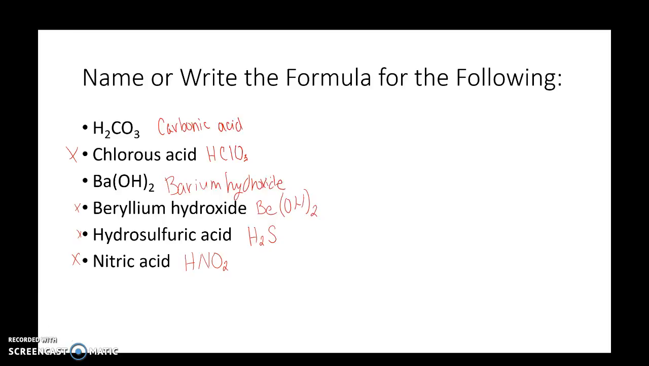Alright, so checking our answers here. If you have H2CO3, that's carbonic acid. Chlorous acid is going to be HClO3. Barium hydroxide is BaOH2. Beryllium hydroxide, BeOH2. Hydrosulfuric acid, H2S, and nitric acid is HNO2.